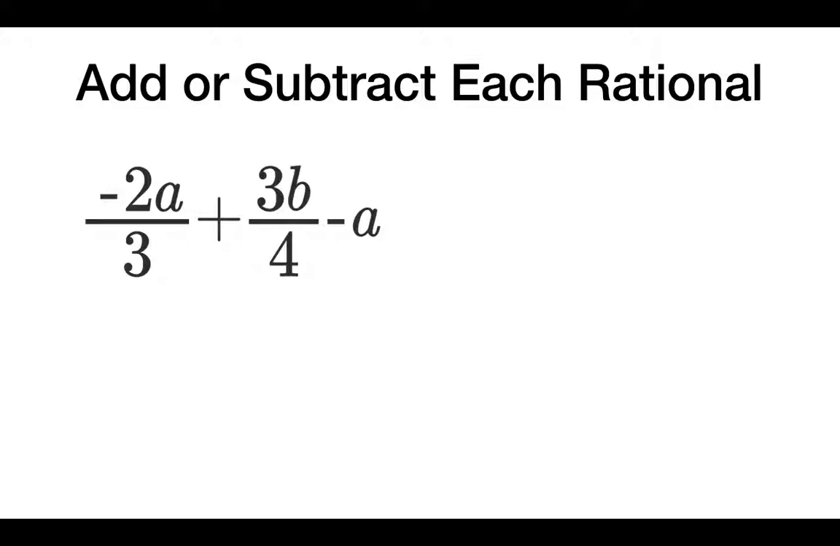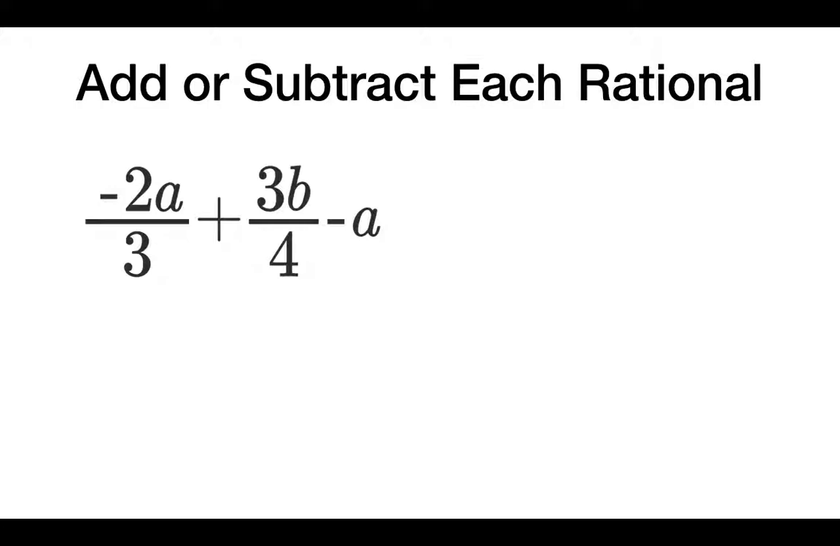So this one says negative 2a over 3 plus 3b over 4 minus a. So let's see. Lowest common denominator. Unfortunately, 3 and 4 don't have any common denominators until I multiply them by the other. So 3 times 4 is 12, 4 times 3 is 12. And this a is really a over 1. So we'll go to 12 there too.